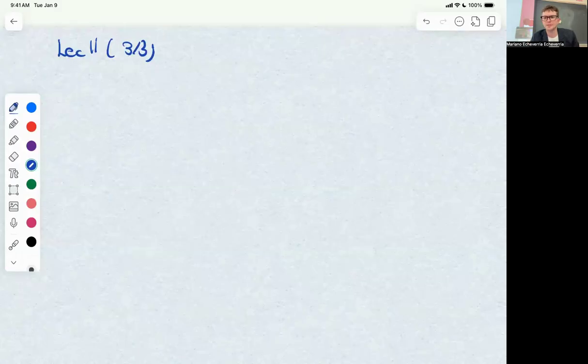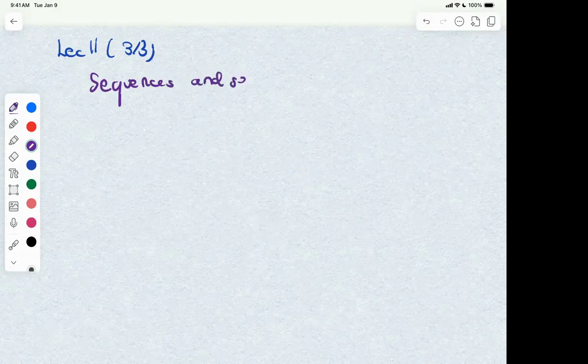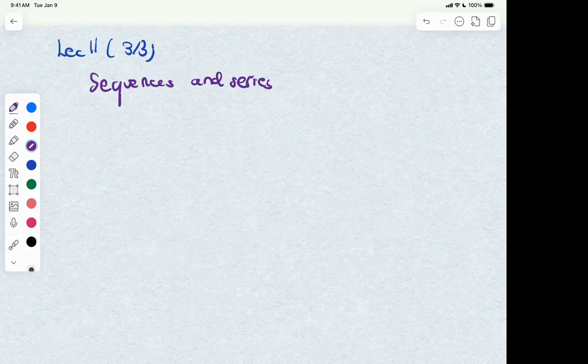Okay. So yes, I was saying today we'll talk about sequences and series, which is actually a really nice topic. I feel like in this class, series is really interesting. But let's start with sequences because we do need to have some basic understanding of what that is.